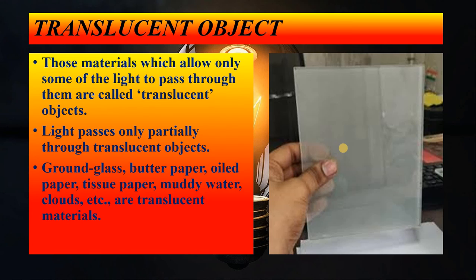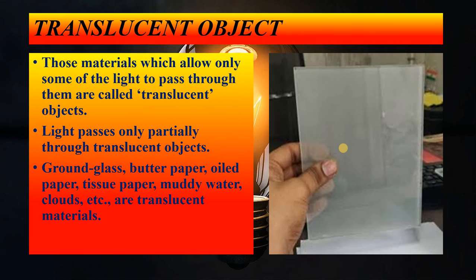Okay. Clouds, they are also translucent objects. Now, though we cannot see the sun through the clouds on a cloudy day, still there is some sunlight present all around. Why? Because being translucent, clouds allow some of the sunlight to pass through them, due to which there is light on earth even on a cloudy day.